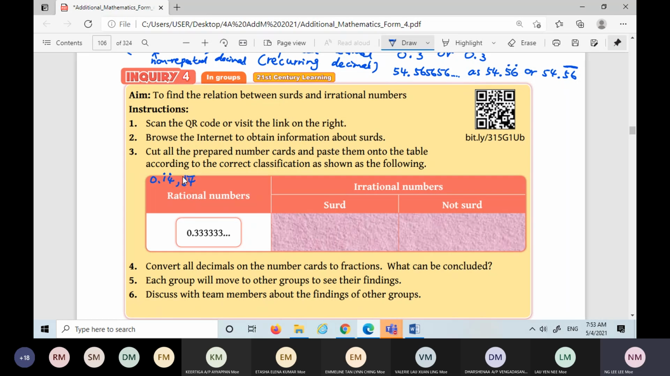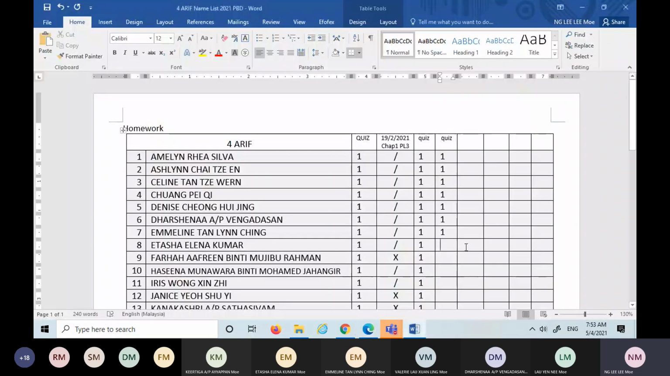Although you see the square root, because it can be simplified, after simplifying there's no more square root. Therefore, this is under rational number, not a surd. If this is a surd, it will fall into irrational number. I hope you all understand. Okay, never mind, we continue some more.